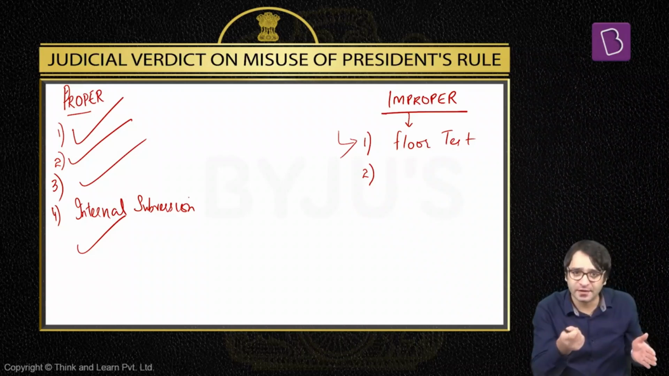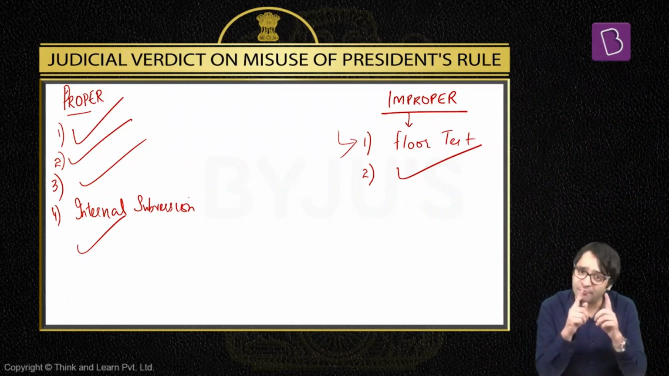Second, the Supreme Court said, even if a state is not abiding by the directives of the center, give that state a warning. First should be a warning. And even after warning, if the state is not abiding by your directives, then impose President's rule. Without warning, if you are imposing President's rule, that is improper.